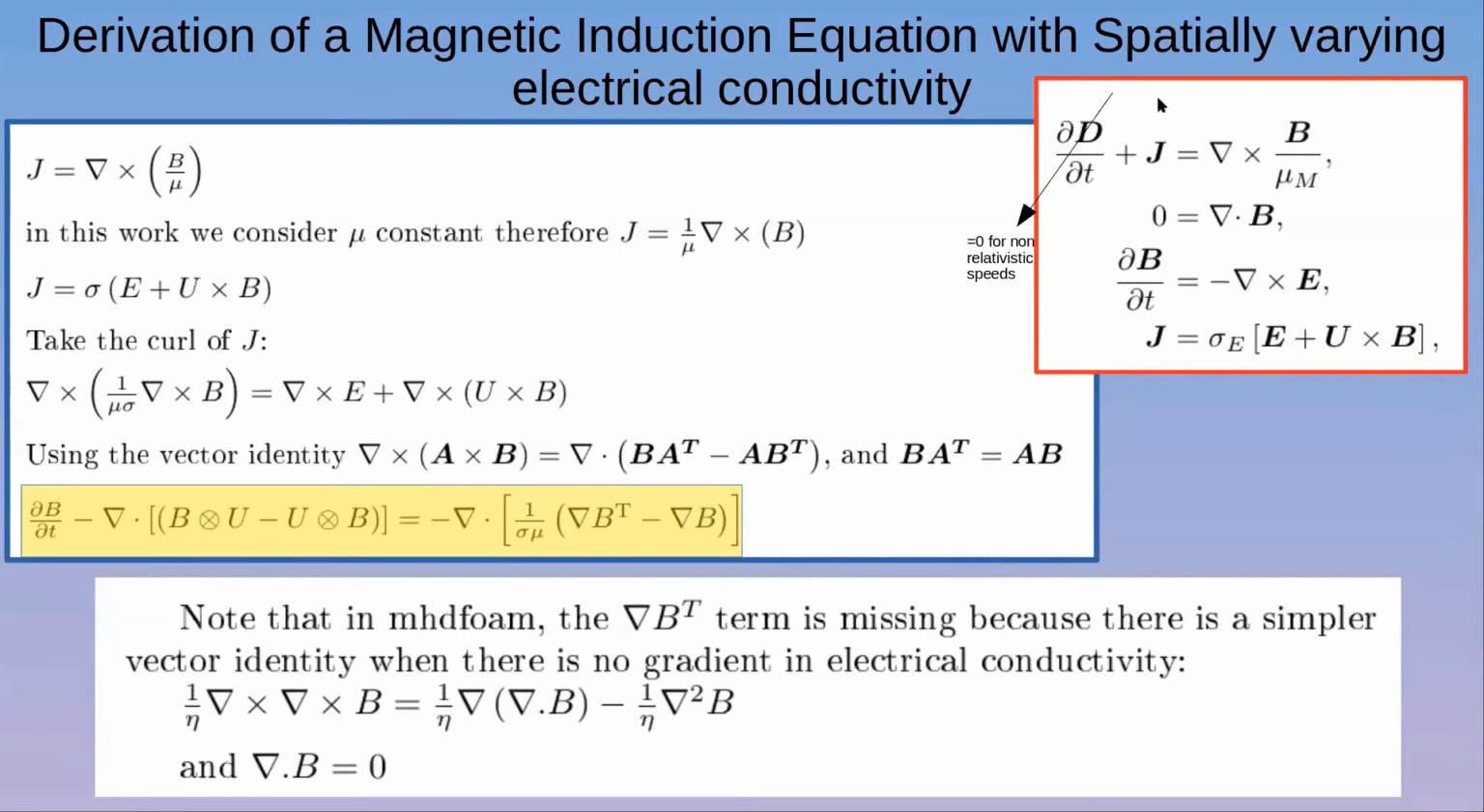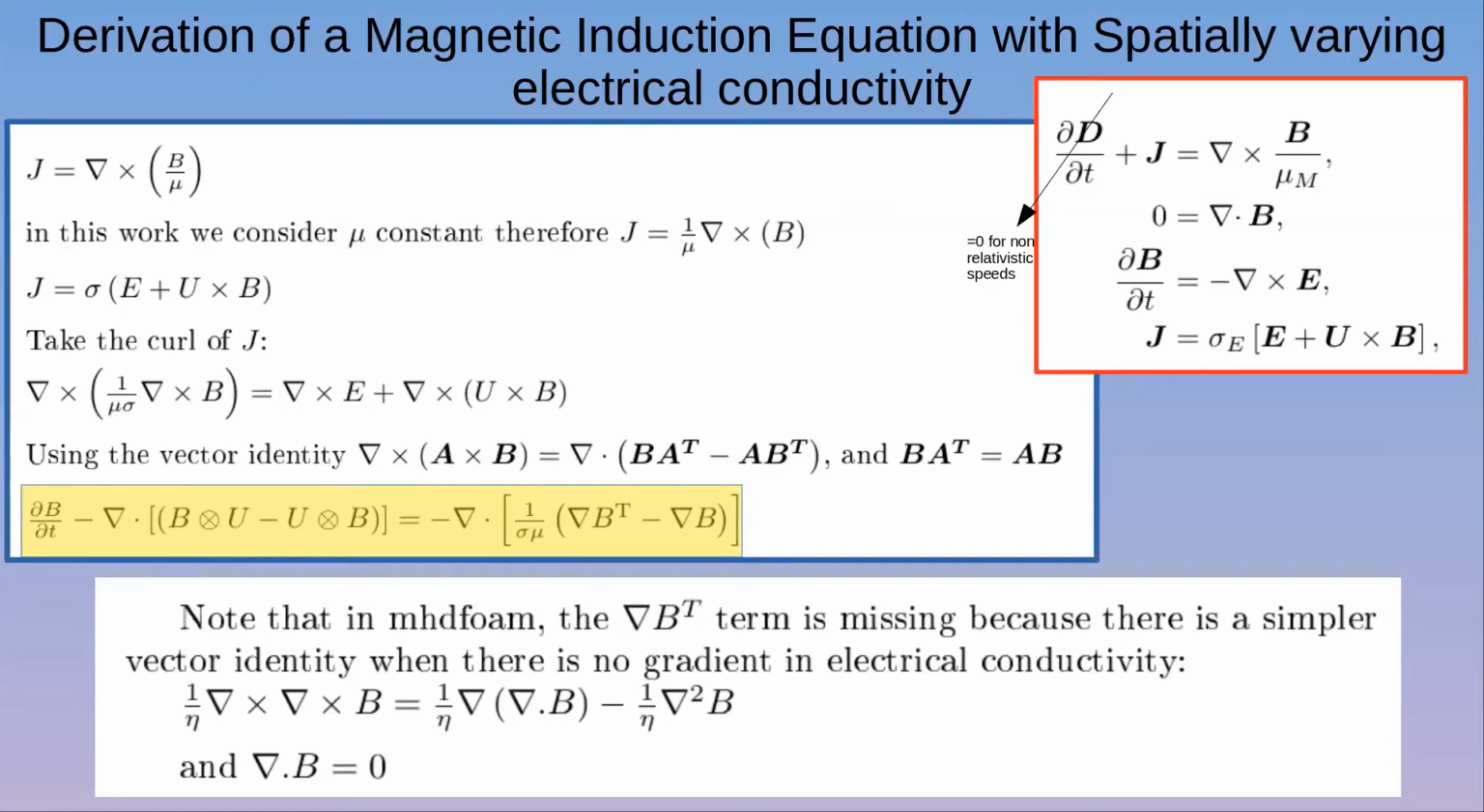For non-relativistic speeds, this d by dt, I think it's charge density, goes to 0. So J is the curl of the magnetic flux density divided by the magnetic permeability. If magnetic permeability is constant, then that comes outside the differential operator. We derive this by taking the curl of J for the two expressions we have for the current density, and then we can use this vector identity to get to this new magnetic induction equation, where the electrical conductivity sigma is now not constant, it's a function of position.